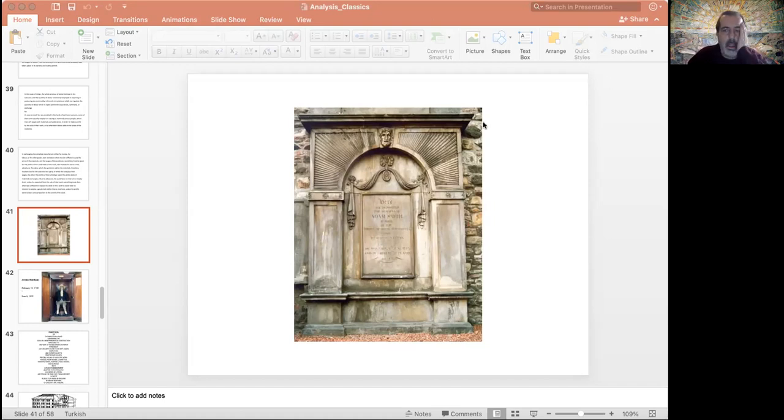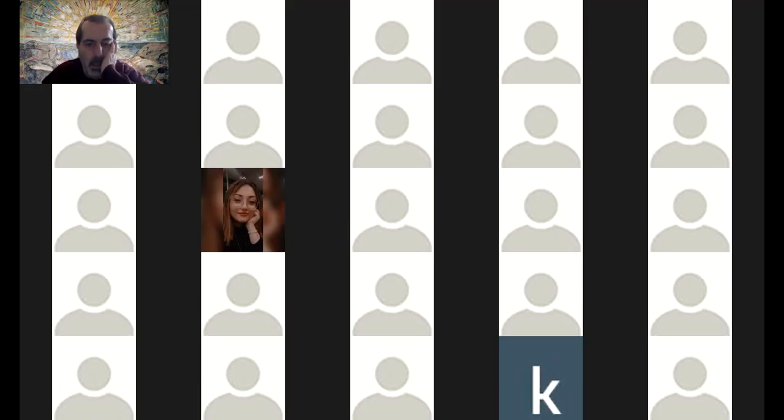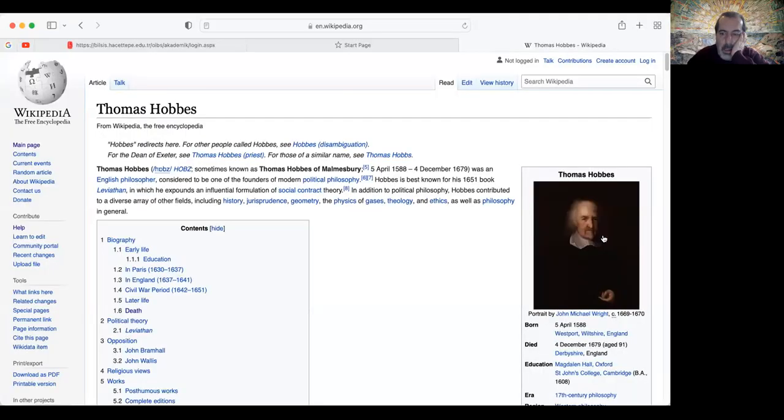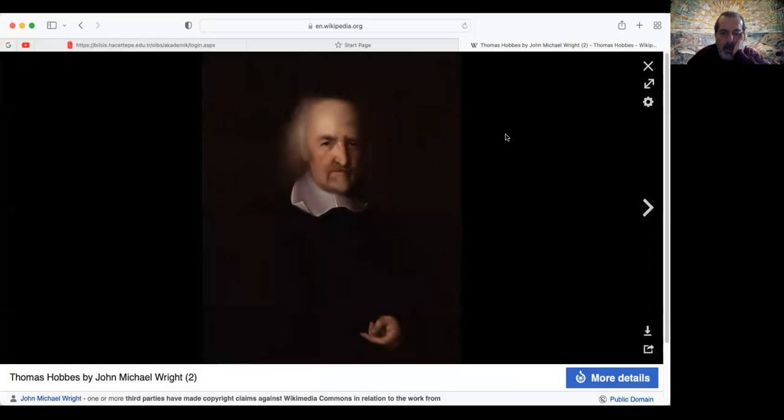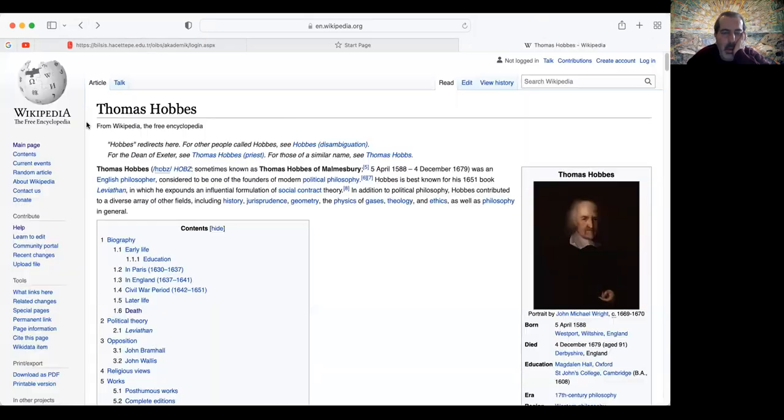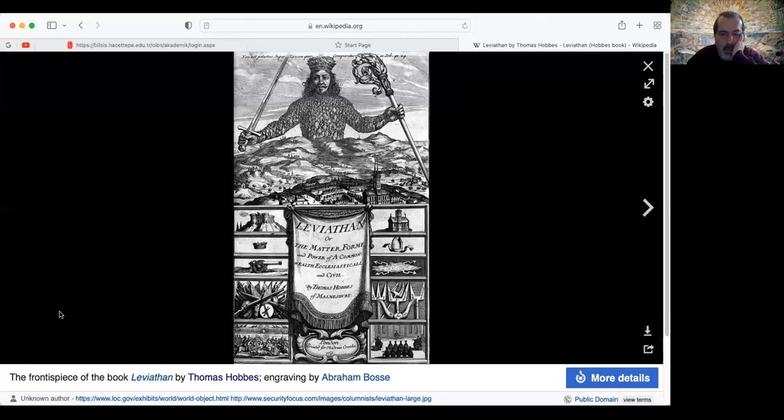And Thomas Hobbes. Stop the share and share another one. Where are you? Again, Wikipedia, this guy, Thomas Hobbes. Why is this guy important? He's important. I said the most important book of his is Leviathan, this book. And this is the cover page of Leviathan, basically.